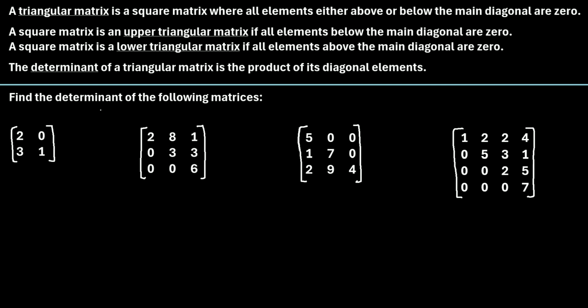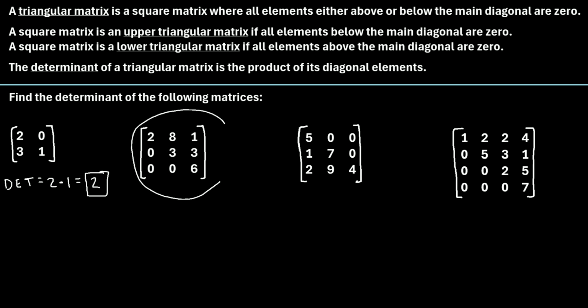This says, find the determinant of the following matrices. So let's consider this first matrix right here. We can see that this is a square matrix, so there are 2 rows and 2 columns. And specifically, this is a lower triangular matrix, because if we consider the diagonal elements, every element above the main diagonal, so in this case there's only one element, is a 0. So this is a lower triangular matrix. So to find the determinant, all we have to do is take the product of the values along the diagonal. So we'll say that the determinant is 2 times 1, which is 2.